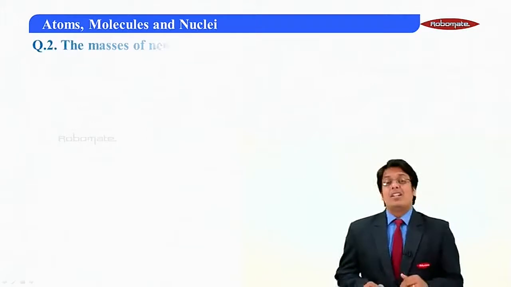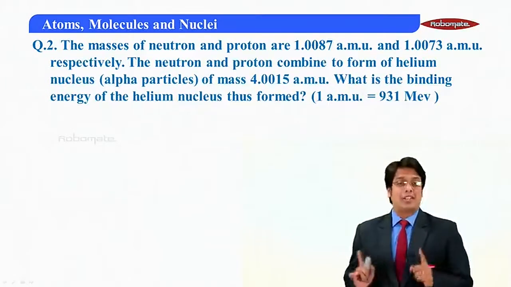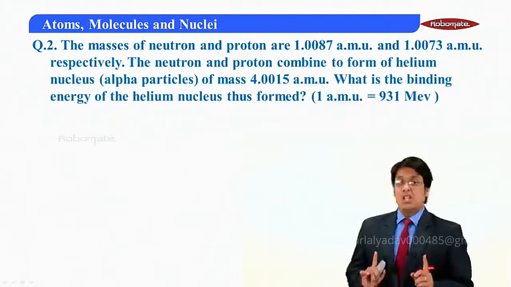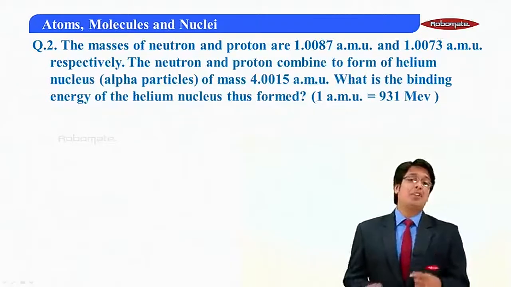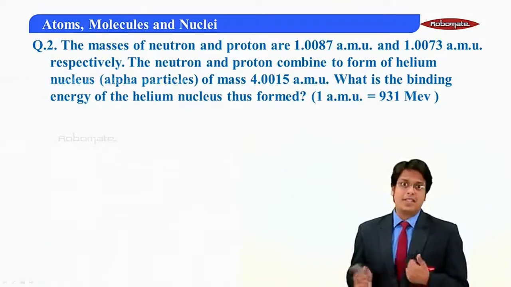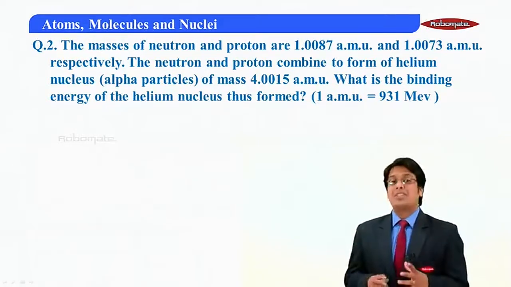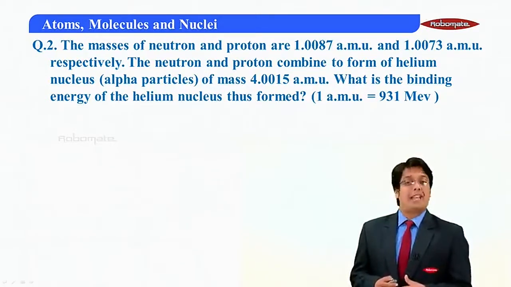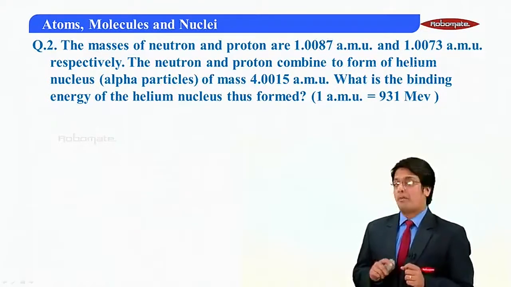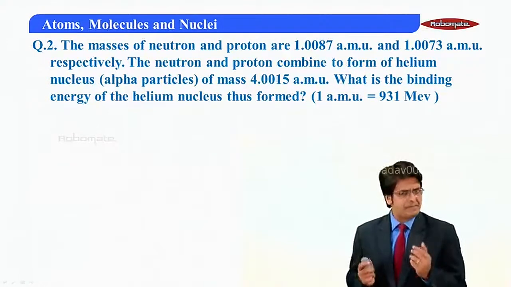Anyway, a little bit more challenging is the mass of neutron and proton are given as so and so AMU. AMU stands for atomic mass unit. Now the neutrons and the protons combine to form the helium nucleus. How it combines? Let's have a look. And the mass of nucleus is given as 4.0015 AMU. Now what is the binding energy of the helium nucleus thus far? And they have given the basic conversion: 1 AMU is equal to 931 MeV.